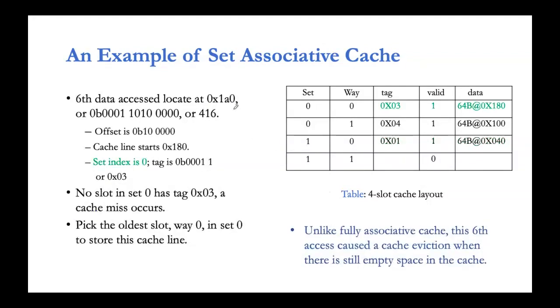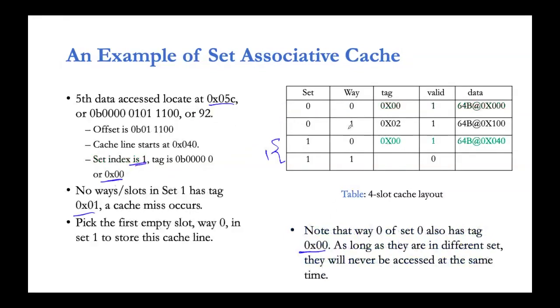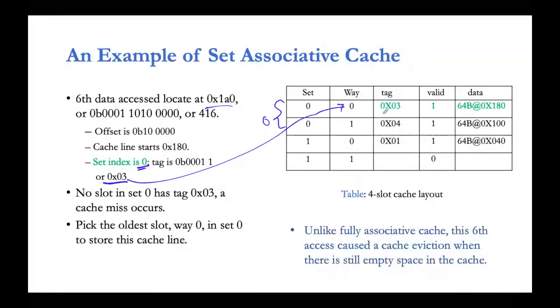So the sixth data access is 1A0, then the set index is 0 here, and the tag address is 03. So it goes into your set 0. In set 0, this is going to compare with the previous one. In the previous one, it was 0x00, not matching. Then compare with this one, not matching. Then a miss occurs.